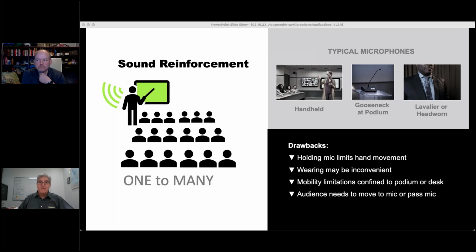They may or may not, based on the size of the room, be hearing very much acoustically from the presenter. It depends. But the typical microphones that get that job done are handhelds, goosenecks, lavaliers, maybe a head-worn mic or something like that. But Ben, there's always some drawbacks to that, right?